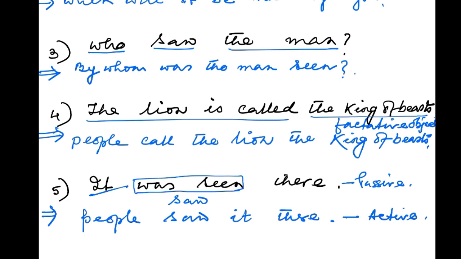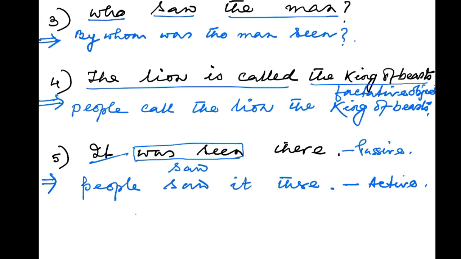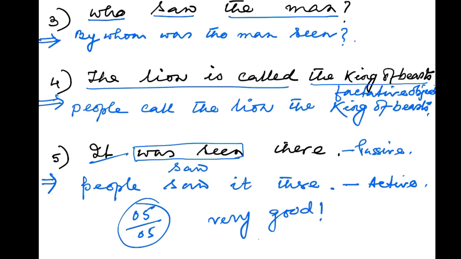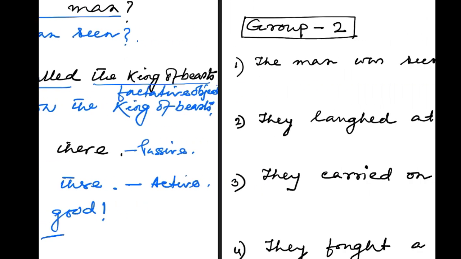So all your answers are correct, I know. So your score is this, right? Very good. Now come to the questions, the sentences of group 2. You will also copy the sentences in your exercise book. Then you will do the task yourself. And then after that you will come to the video again to get your answers checked with my answers and discussion. Now group 2.